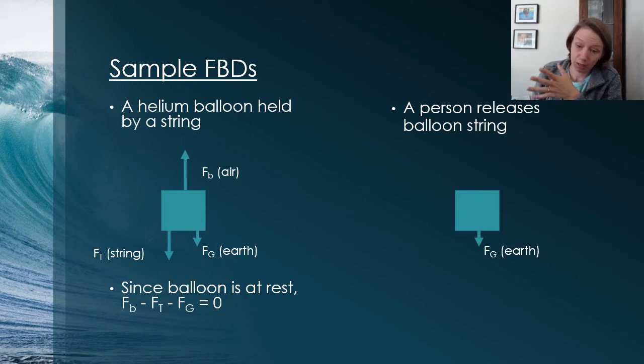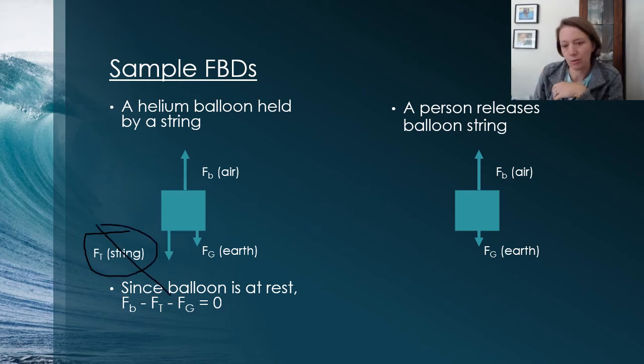I'm going to put gravity because letting go of the string doesn't change the gravity acting on it. Letting go of the string doesn't change the buoyant force. Nothing in that buoyant force equation has to do with the string. The only thing it affected was the tension, right? When I let go of the string, no more tension. So that guy went away.